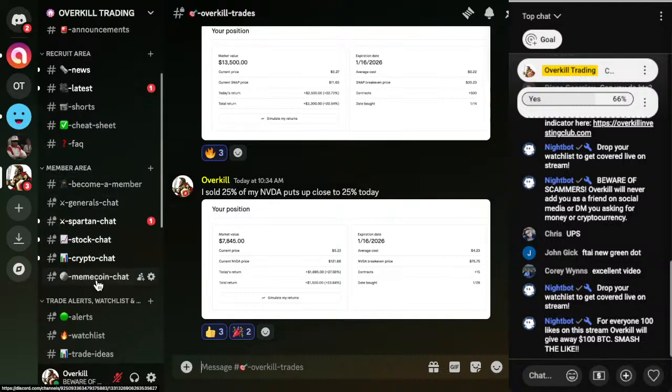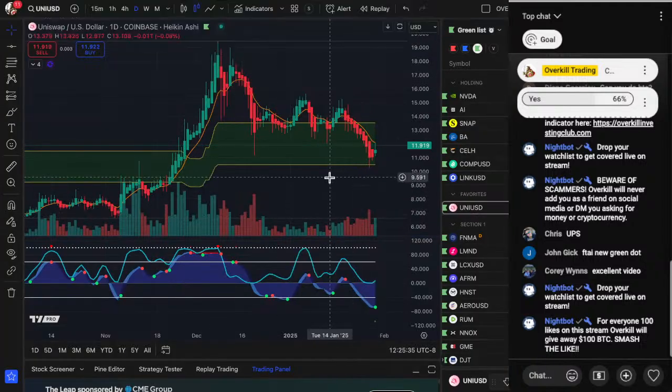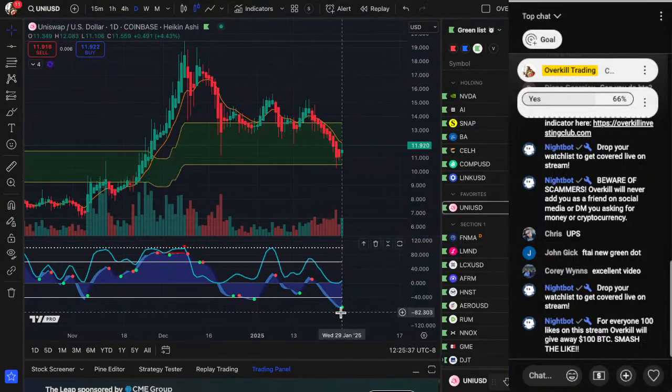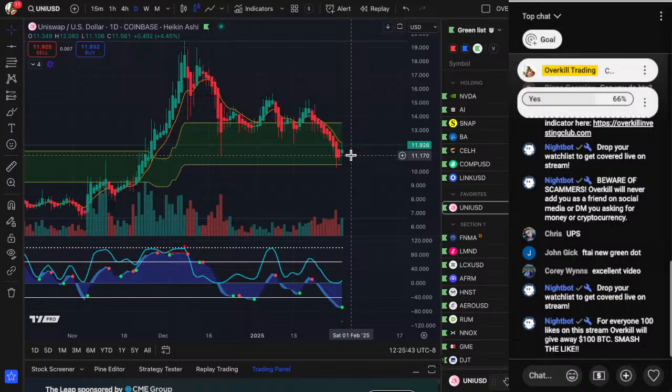So you can always buy the stock. You don't need to buy options. This indicator works for any tradable asset. You guys can buy stock, crypto, forex, whatever. It all works. It's just a matter of how you approach the market and what it is that you're looking for. So Uniswap, again, I really like this setup here today, above $10.